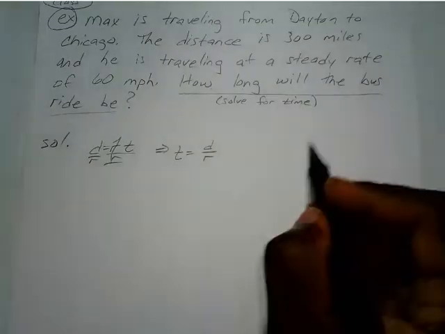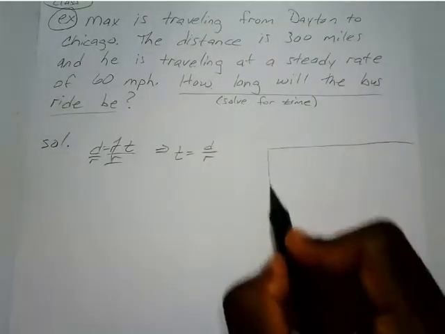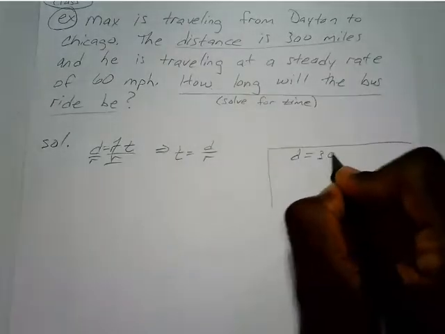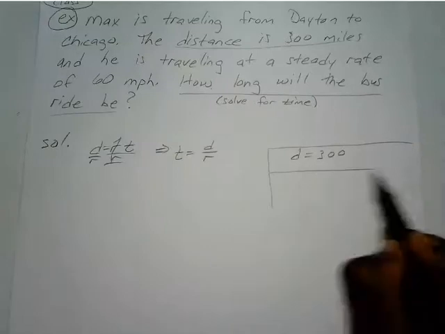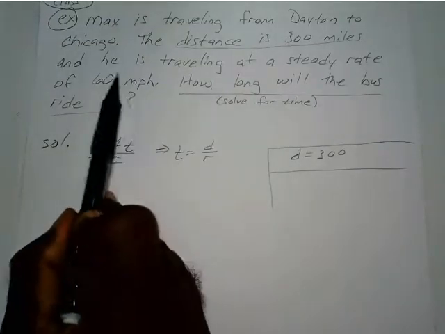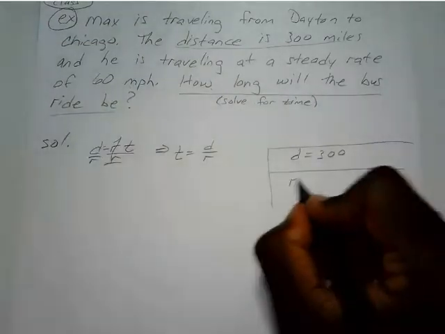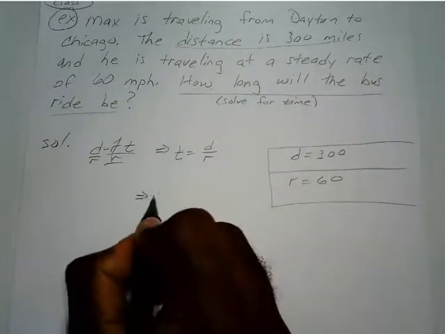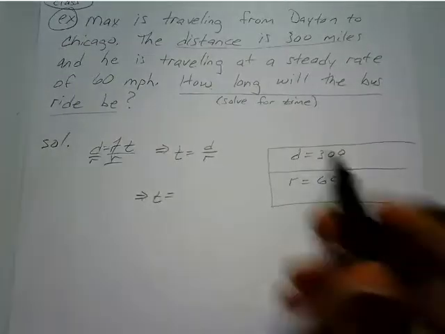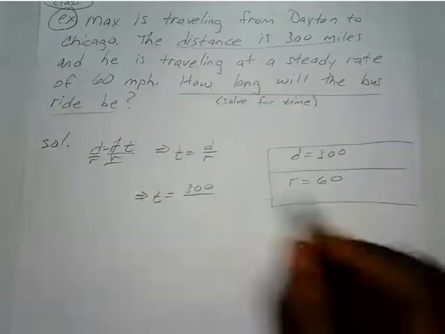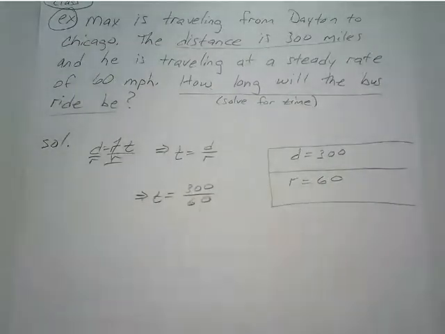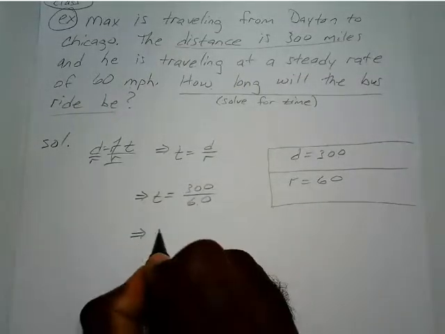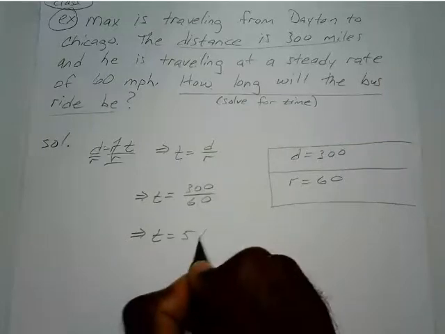We see here that the distance is 300 miles, so the distance is 300. And we can see the rate is 60 miles per hour. So rate equals 60. So that means time would equal distance, 300, over the rate, which is 60. So 300 divided by 60 is 5. So that means your time is equal to 5 hours.